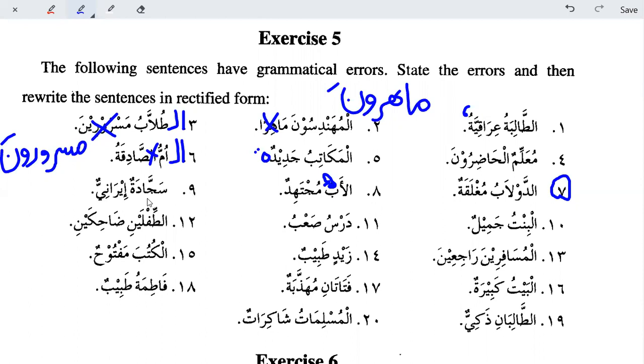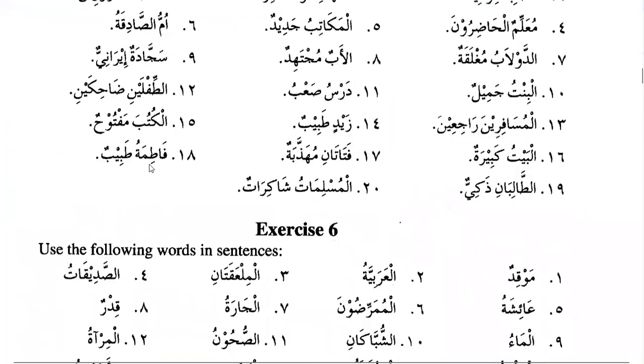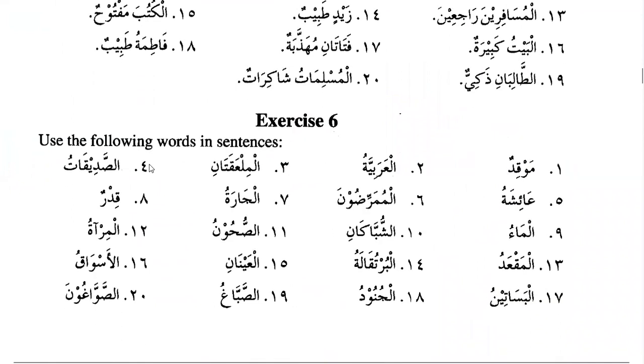Al-Sajjadatu Iraniya. Yes. Iraniya. Alif Lam here. Then you will make it feminine because sajjada is feminine. As-sajjadatu iraniyatun. Yes, Albintu jamilatun. Albintu jamilatun. In this way, you will do this one. I am doing it mock only so that the students also use their minds.